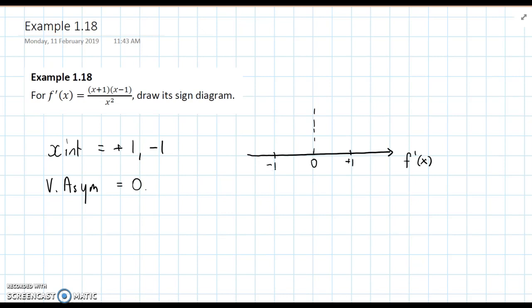And from there we're identifying where our graph is positive, where our graph is negative. So there's a few alternatives to how we can do that. The first one being just simply substituting numbers in. So if we let x equal 10, we would have 11 times 9 being a positive number divided by a positive number, so our result would be positive.